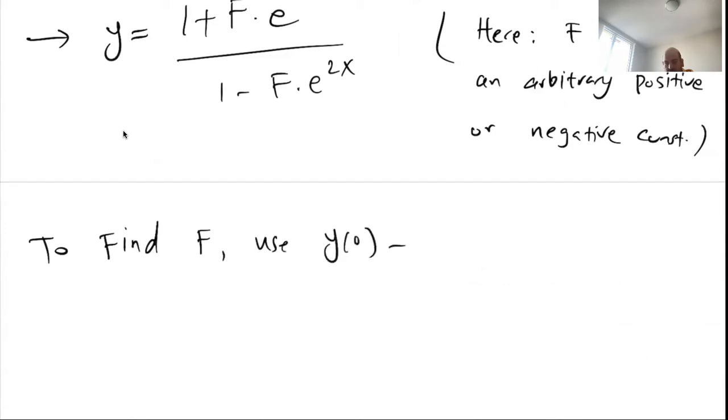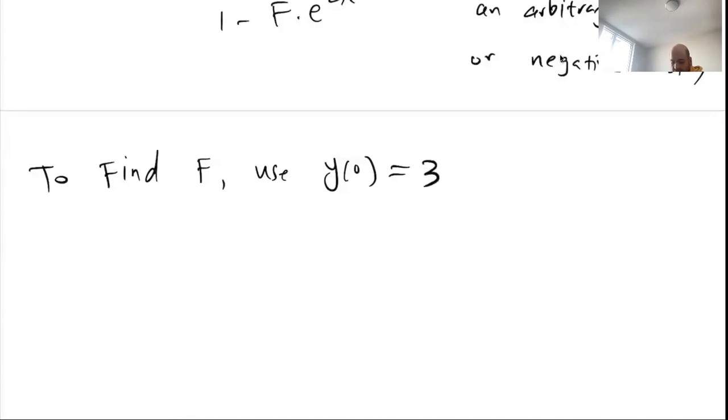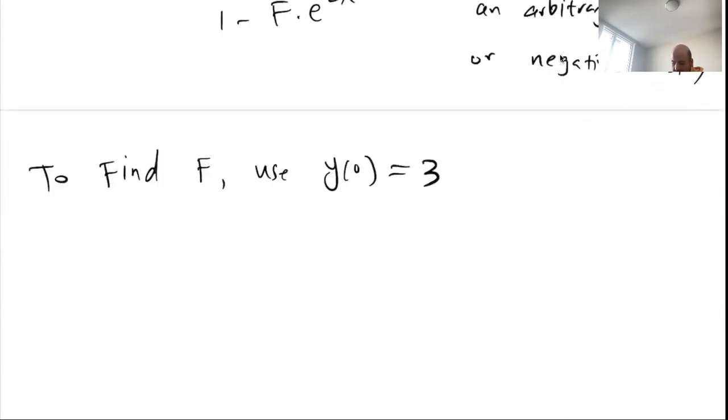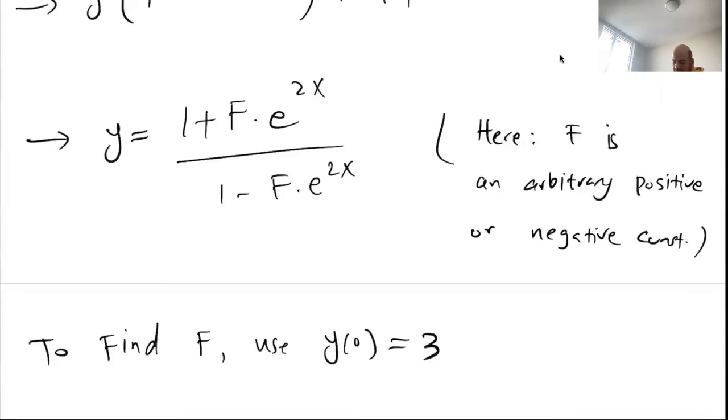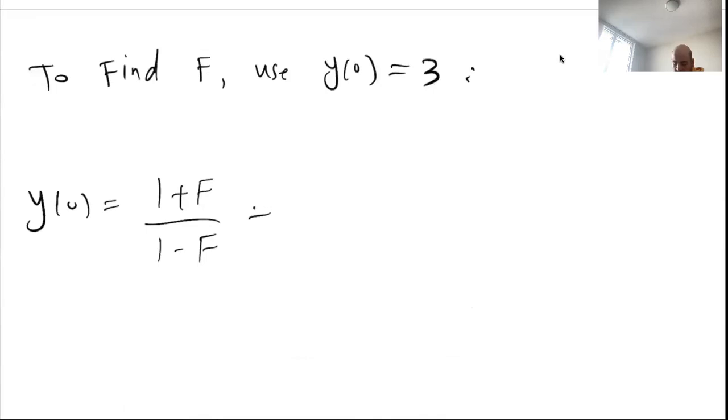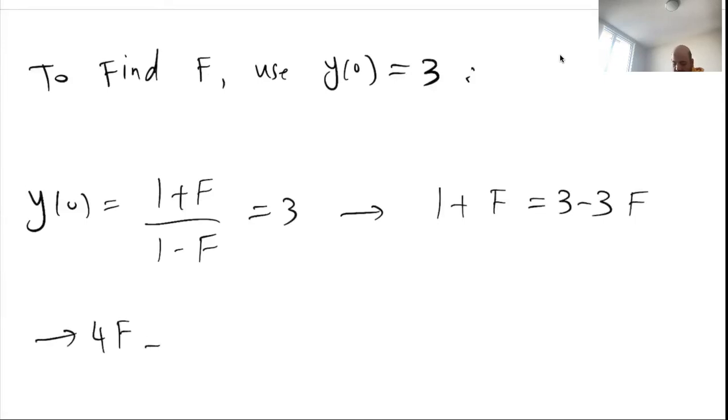use y of 0. y of 0 was how much? 3. So we can say that y of 0, we have y here as a function of x. So y of 0 will be how much? Just replace x with 0. y of 0 will be 1 plus f over 1 minus f. That's going to be 3. So that means 1 plus f equals 3 minus 3f. And then that means 4f equals 2. f will be 2 over 4, which is 1/2.